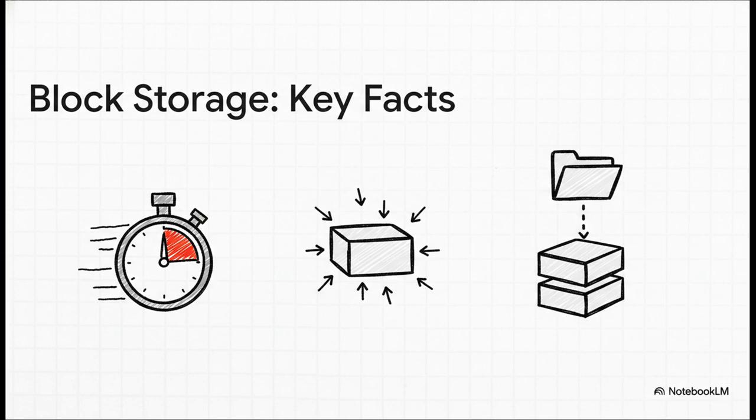So, what does that get you? Well, first, because it's so simple, you get extremely low latency. That's the tiny delay between asking for data and actually getting it. Second, you get very high IOPS, which stands for input/output operations per second. Just think of that as how many tiny little tasks, like reading or writing a small bit of data, it can juggle at once. But here's the catch. You can't just drag and drop files onto it. You have to put a file system on top of it first to actually create that structure of files and folders we're all used to.